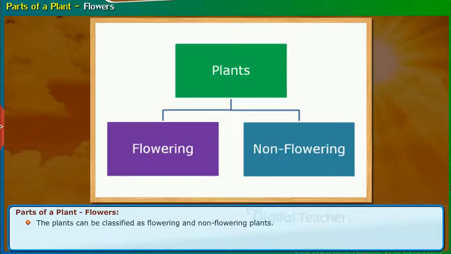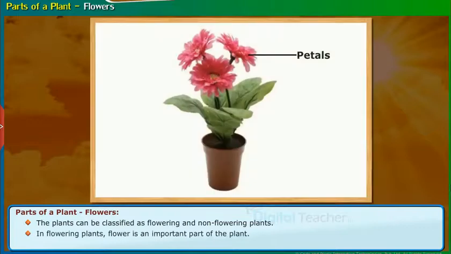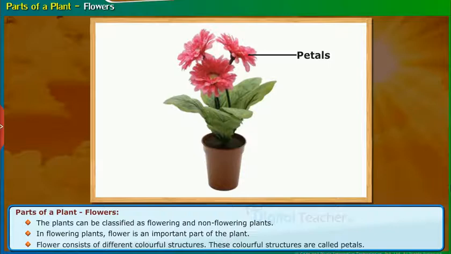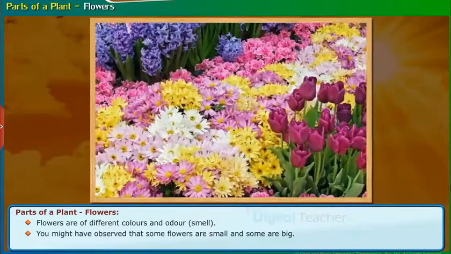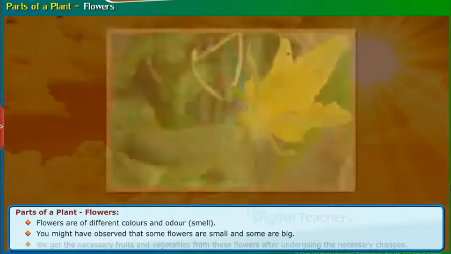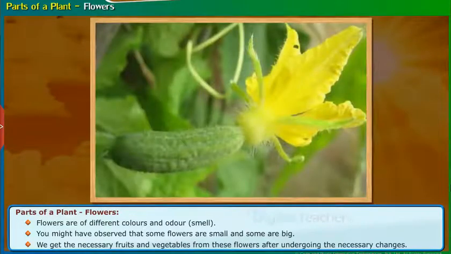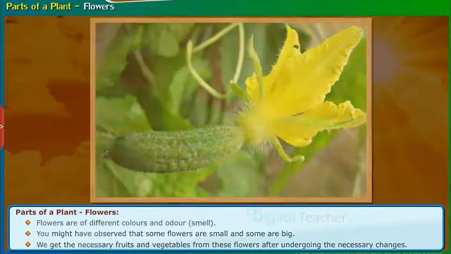The plants can be classified as flowering and non-flowering plants. In flowering plants, flower is an important part of the plant. Flower consists of different colorful structures. These colorful structures are called petals. Flowers are of different colors and odor or smell. You might have observed that some flowers are small and some are big. We get the necessary fruits and vegetables from these flowers after undergoing the necessary changes.